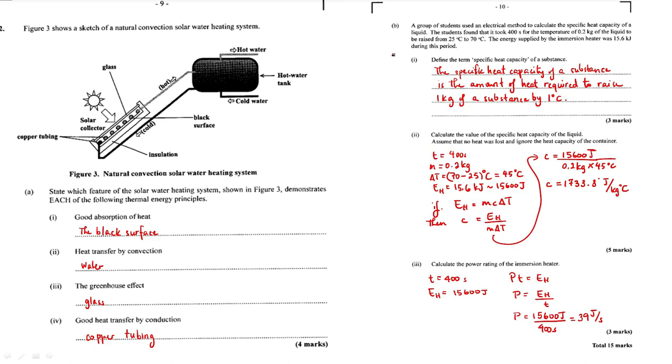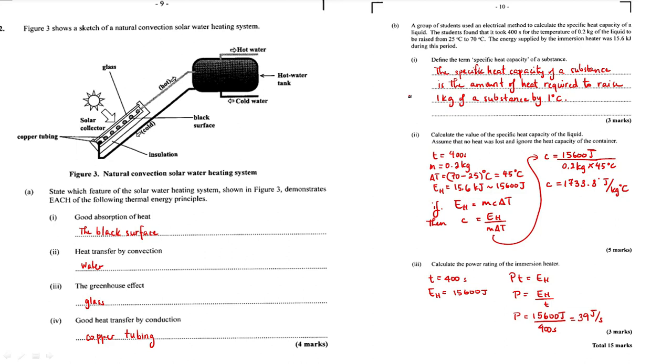Now the next question asks, a group of students use an electrical method to calculate the specific heat capacity of a liquid. The students found that it took 400 seconds for the temperature of 0.2 kilograms of the liquid to be raised from 25 degrees Celsius to 70 degrees Celsius. The energy supplied by the immersion heater was 15.6 kilojoules during this period. Define the term specific heat capacity of a substance.